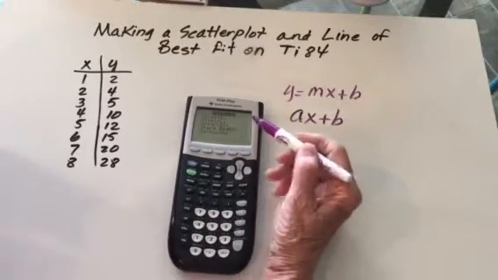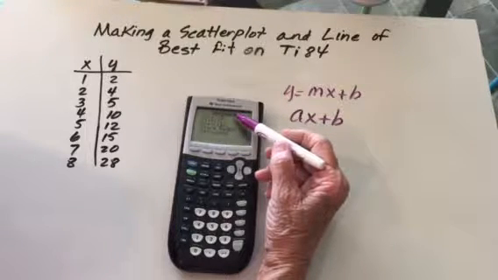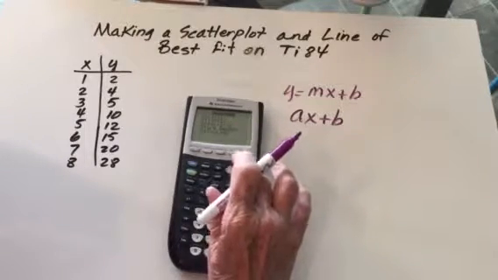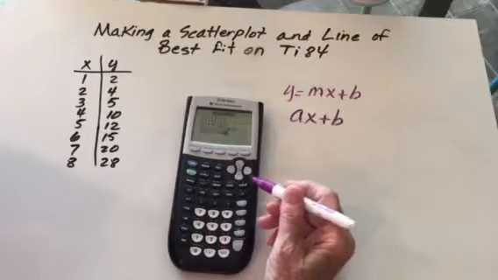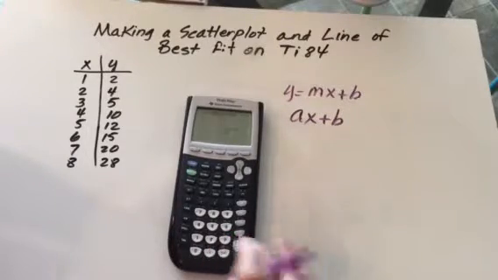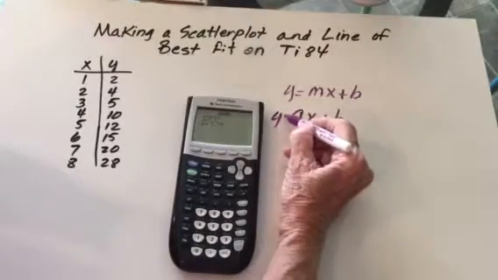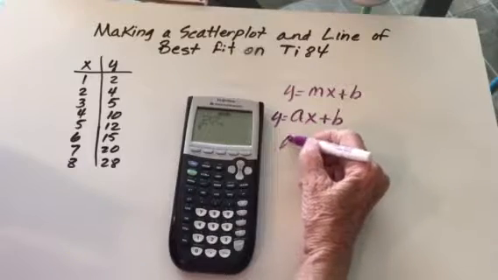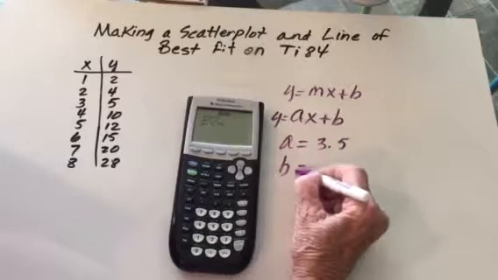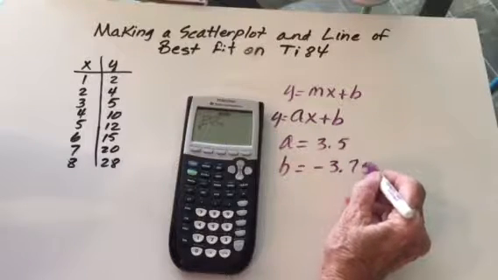Now here it says, well, I can't read what it says. Anyway, we're going to go all the way down here to calculate. I want you to go all the way down with your gray arrow until calculate is blinking. Then you're going to push enter. You're going to wait a minute. Now, it says y equals ax plus b. Then it says a equals 3.5 and b equals negative 3.75.